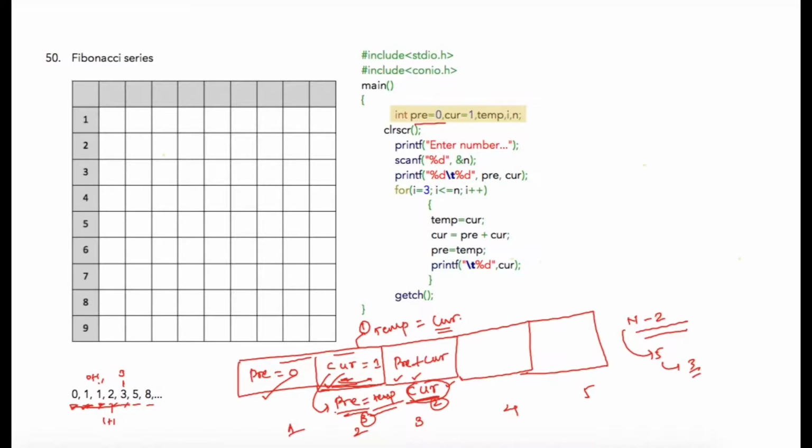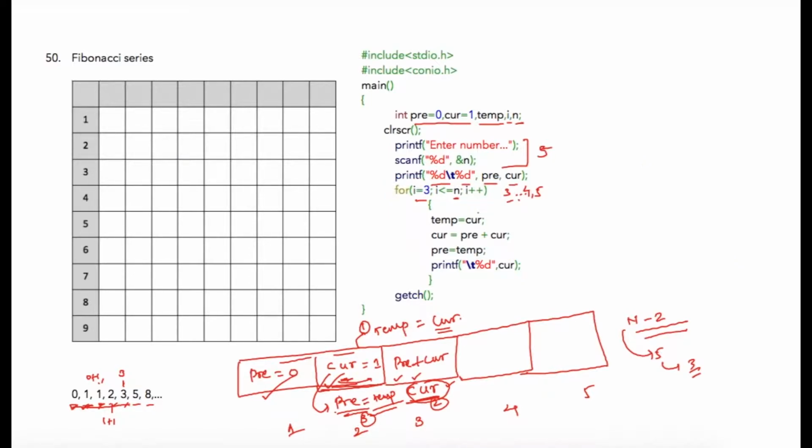I have initialized previous and current to 0 and 1 respectively. I have also initialized temp as a temporary variable to store current value, integer i for iterations, and n for accepting number from user. So these are two lines which will take inputs from user. Then we are printing previous and current as it is, as 0 and 1. Then our iterations are starting from 3 till the value of n. So if user has entered 5, then this loop will execute from 3 to 5. So i will vary from 3, 4, and then finally 5.